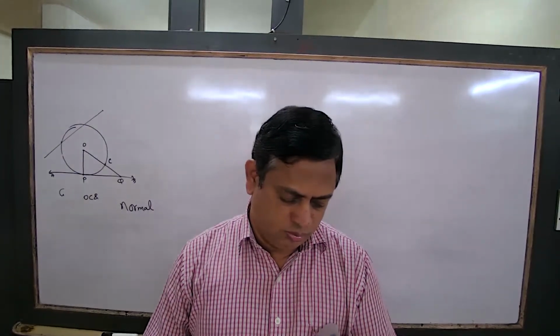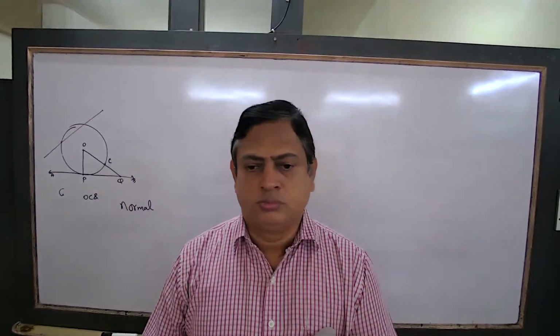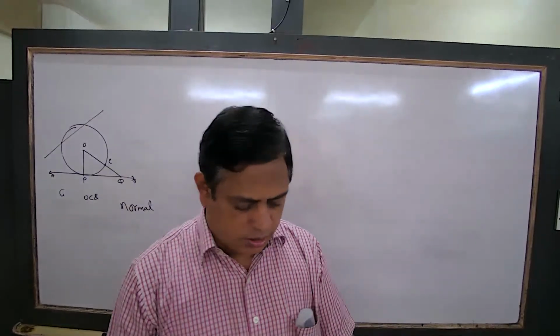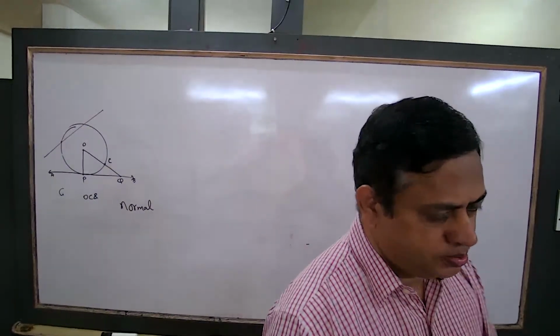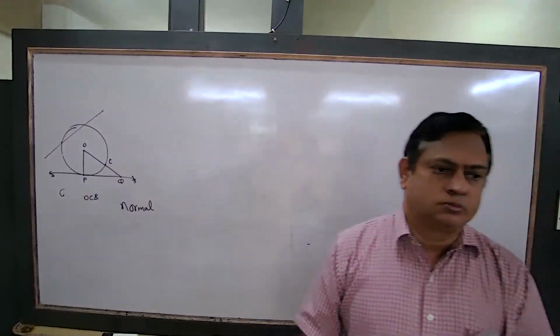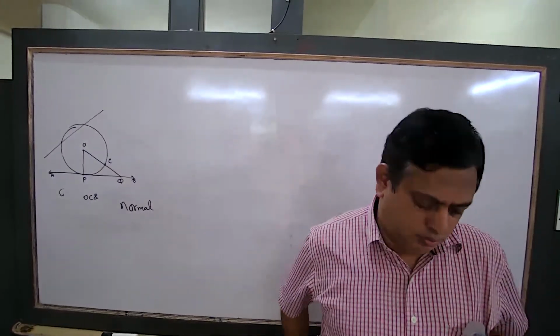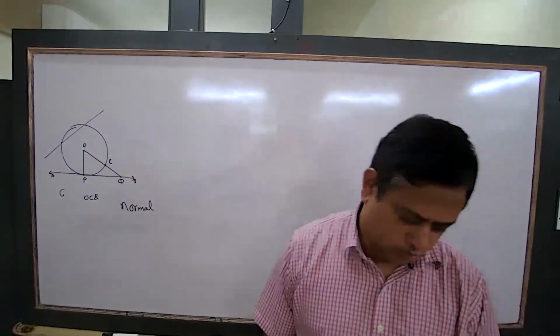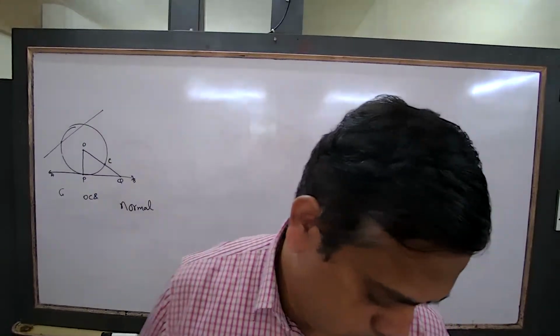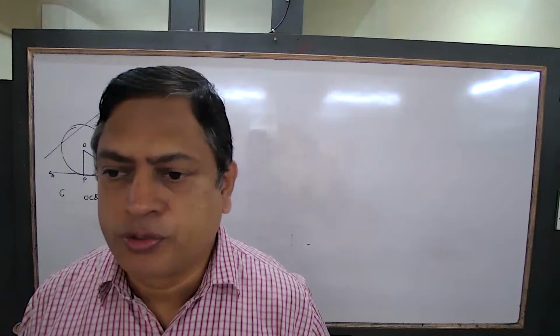Thus, OQ is greater than OP. The reason is that OP is the radius. Since this happens for every point on the line XY except the point P, OP is the shortest of all the distances from the point O to the points of XY. Therefore, OP is perpendicular to XY. That is the proof.